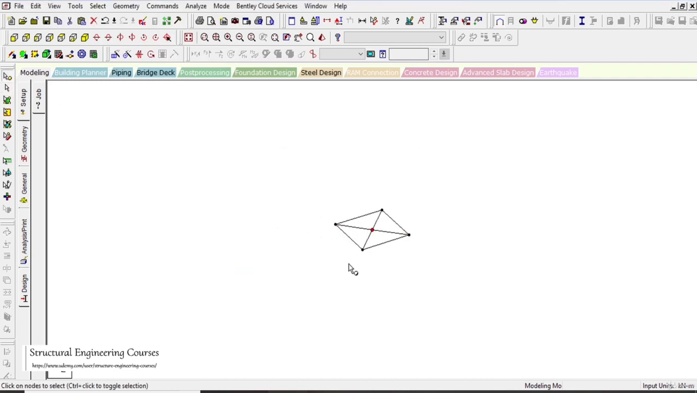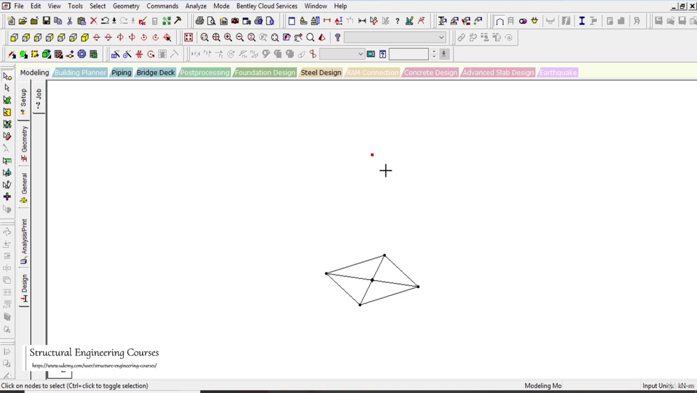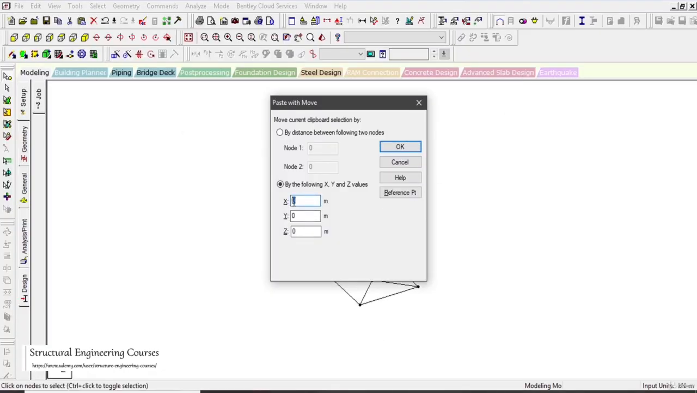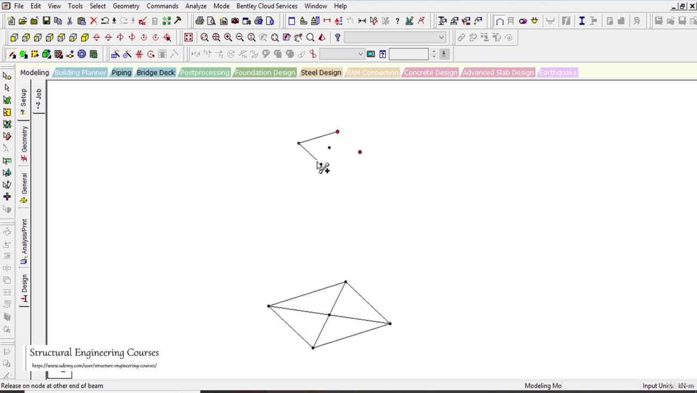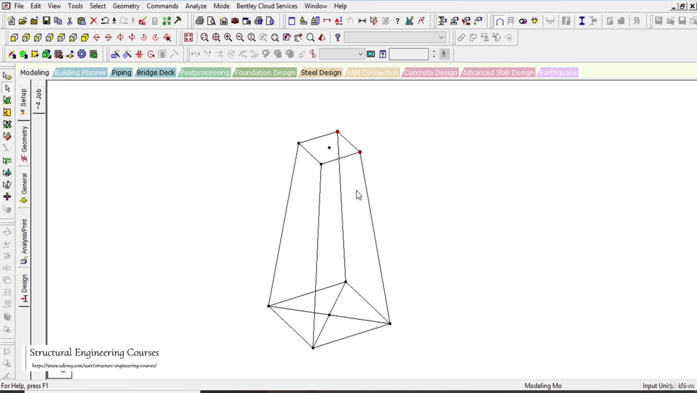And after that, we can press Y as 12 meters, because the height of this tower is 1, 2, 3 and 4 into 3000, that is 12 meters up to here. After that, we can press Ctrl C, Ctrl V, and we can see that on the top the width is approximately 3 meters. So we need to select X as 1.5 and Z as 1.5 again. Now we need to select Z as -3, and again we need to select X as -3. So we can just join all of these beams here, and we can check in both the views. So now whatever we have modeled is correct.